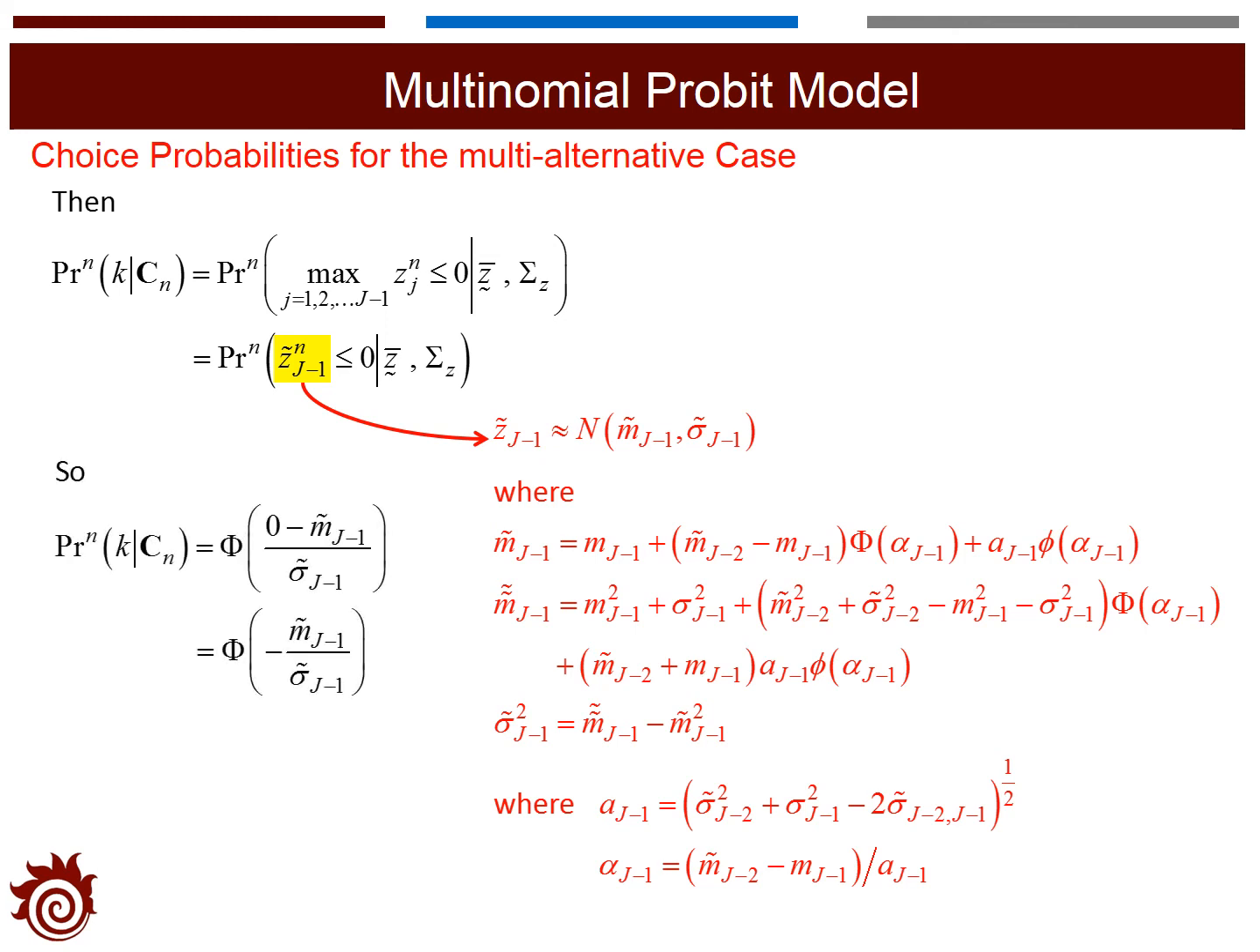And then the probability of taking the alternative k is capital phi of minus mj minus 1 tilde over sigma j minus 1 tilde. And that's the way for us to implement the multinomial probit model to estimate the probability of taking any alternatives under the multiple alternative scenario.